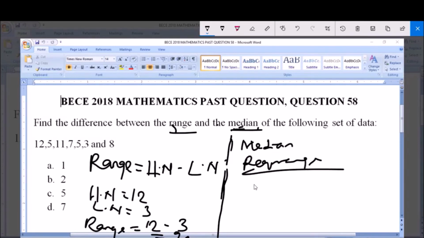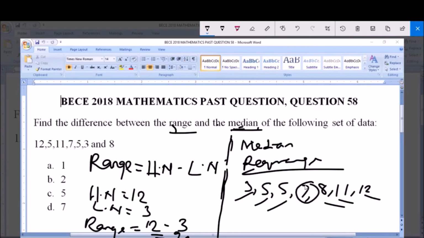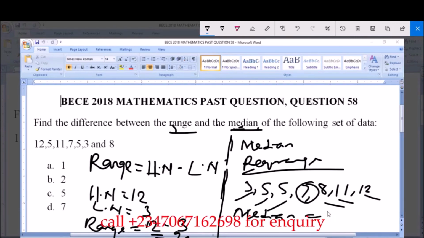From the lowest, we have 3, 5, 7, 8, 11, and 12. Now we find the median, that is the middle number here. This is 1, 2, 3. This is 1, 2, 3. So the middle number here is 7. Therefore median is equal to 7.